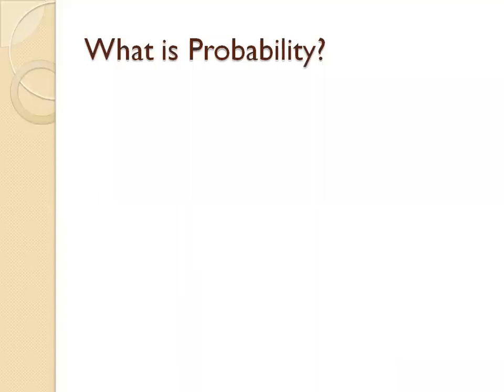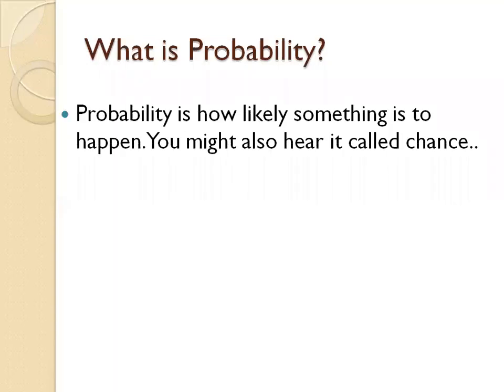So, what is probability? Probability is all about an event which has a chance of happening. Probability is how likely something is to happen. You might also hear it called chance. For example, today it might be raining or might not be. This chance factor is called the probability. In mathematics, probability has a numeric value.